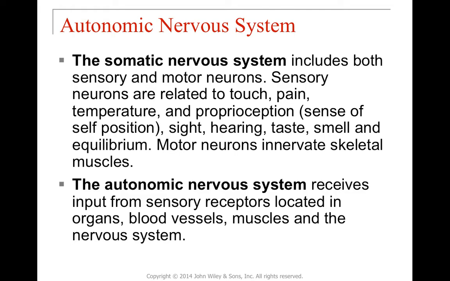Now, in contrast, the autonomic nervous system is very different, namely that it is not under voluntary control; it is involuntary. Also, it's going to be receiving information from internal sources. So it's going to be getting input from sensory receptors that are located in the organs, in blood vessels, in the muscles, and in the nervous system. Now, these sensations are going to be perceived and then regulated, but on a subconscious level.